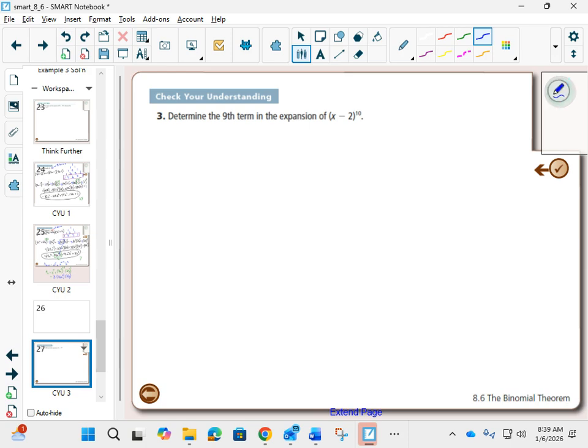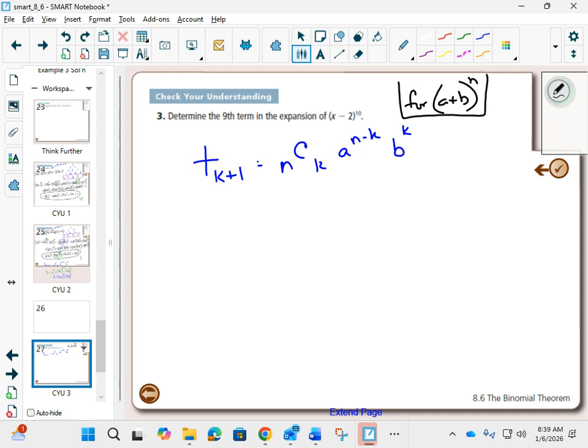So to find the ninth term, go to your formula sheet. Does someone have their formula sheet with them? Does it say this part on your formula sheet, or does it just have the t sub k plus 1? It just has the t sub k plus 1. So this part right here is something you would have to know what it is talking about.